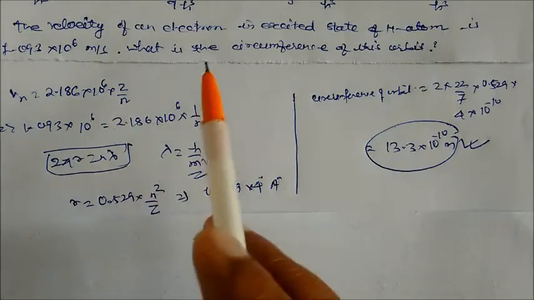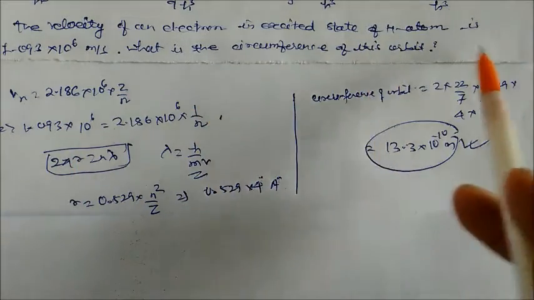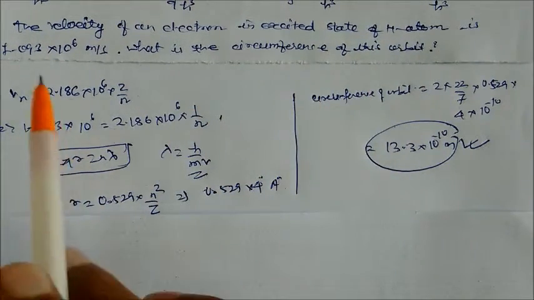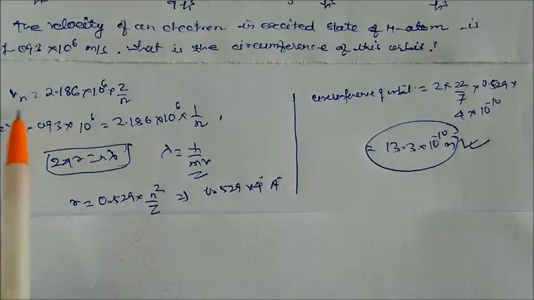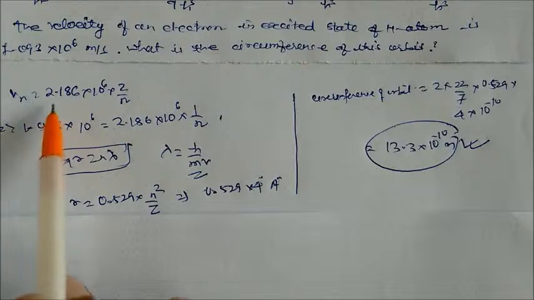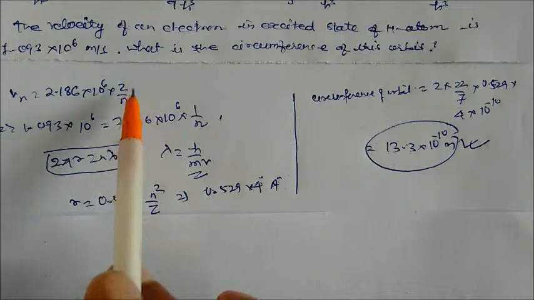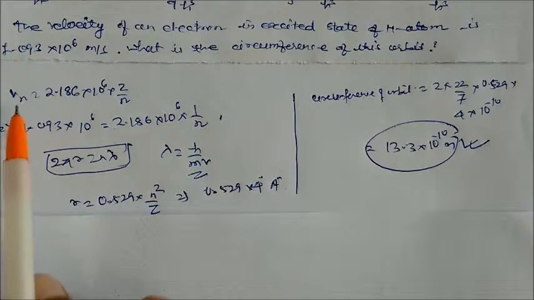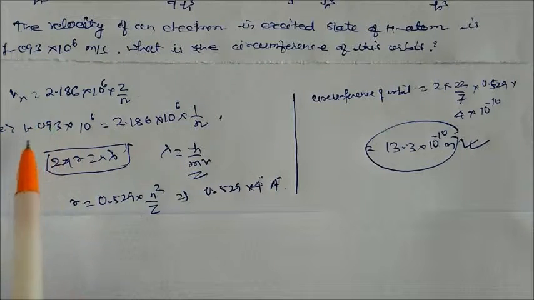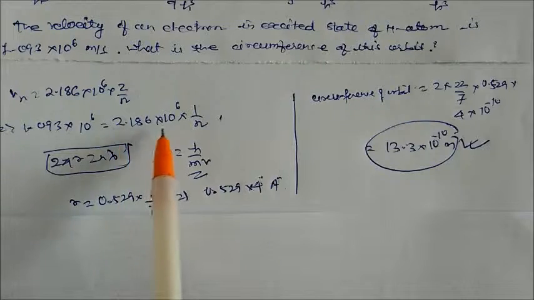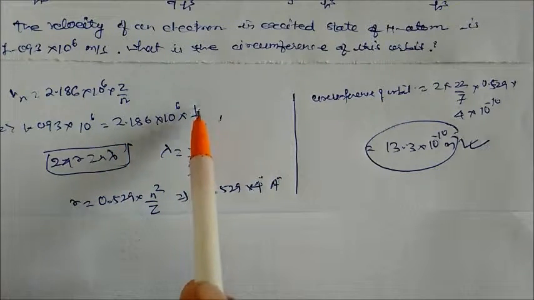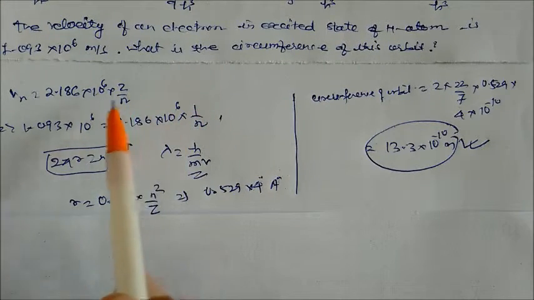The velocity of an electron in the excited state of a hydrogen atom is 1.093 into 10 power 6 meter per second. What is the circumference of this orbit? The velocity of the nth orbit is given as 2.186 into 10 power 6 into z by n. It's given here that 1.093 into 10 power 6 equals 2.186 into 10 power 6 into z, with z equal to 1, so 1 by n. This is for the hydrogen atom.